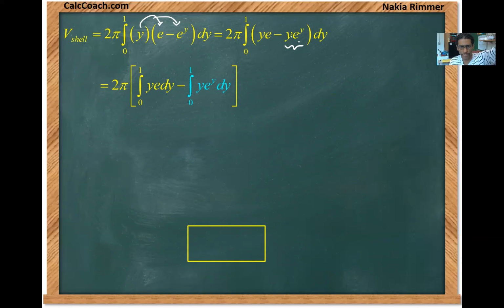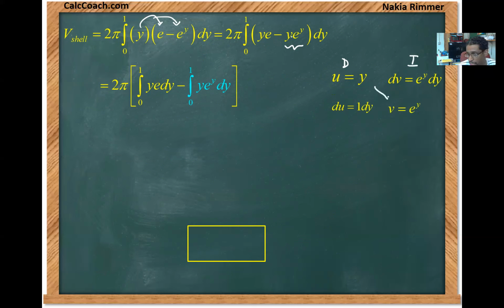So I put that one in blue. I'm going to integrate that by parts. Let u be y. It's no log, no inverse trig. This algebraic function y is going to be what u is. dv is the rest of it. The derivative of y is 1. The integral of e to the y is e to the y.